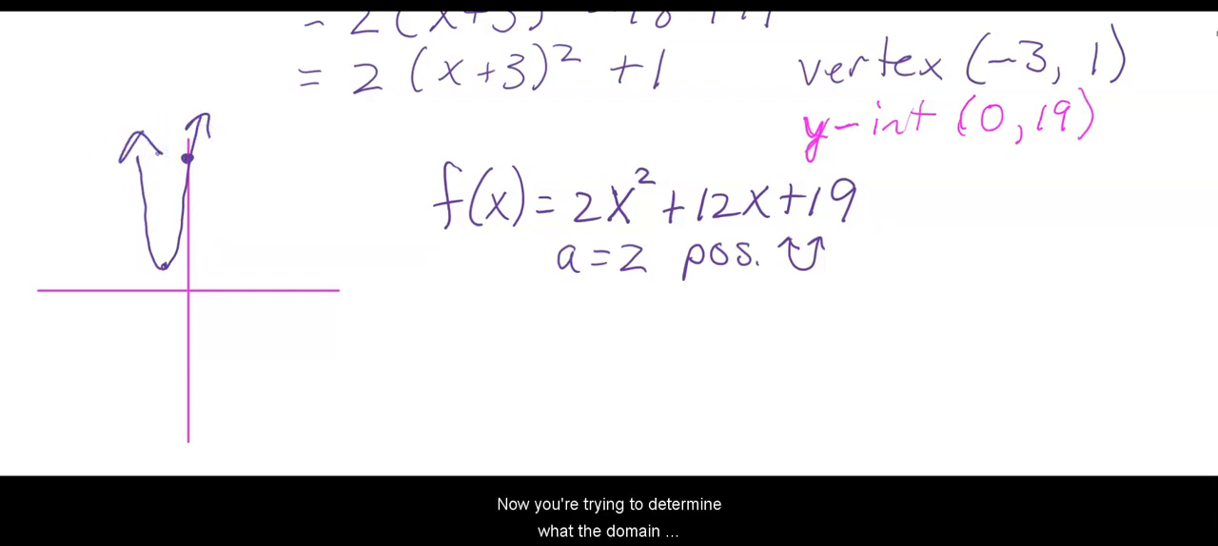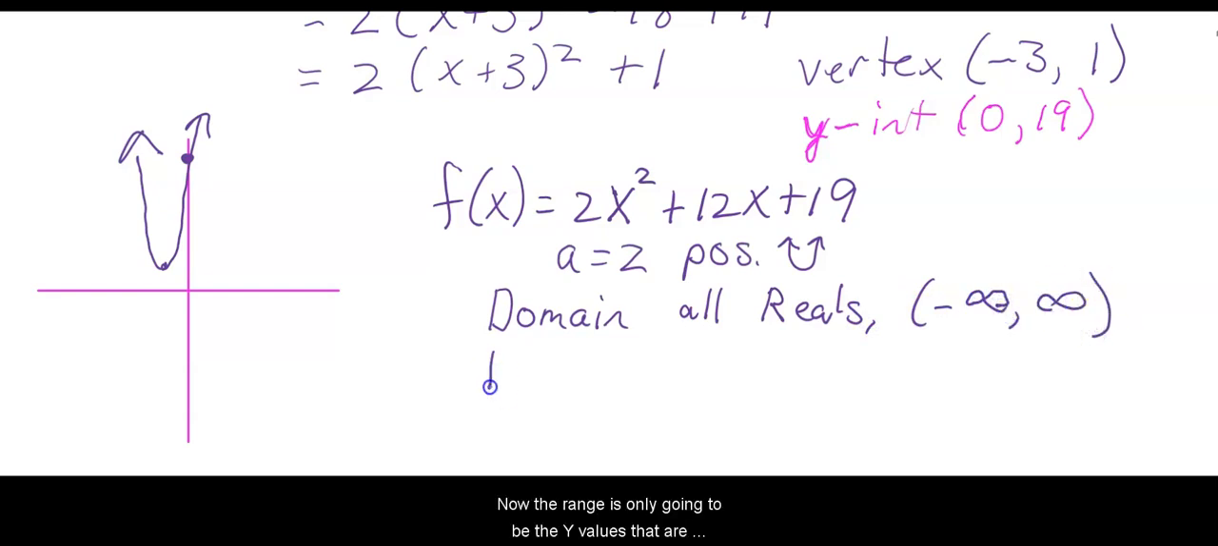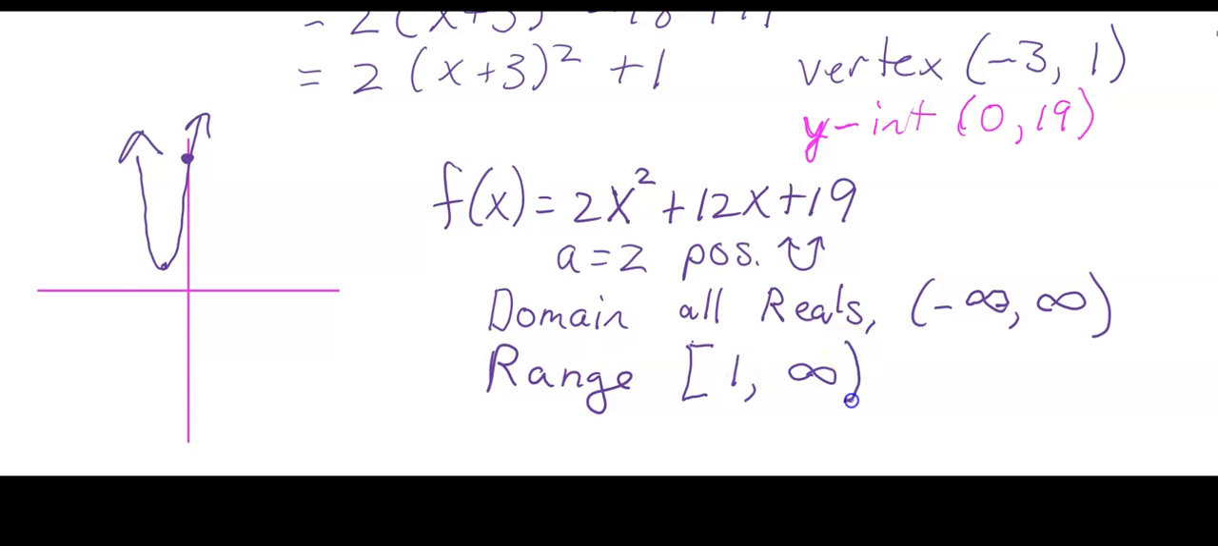Now, if you're trying to determine what the domain and the range is, the default domain for all polynomial functions is going to be all reals. So we can write that as all reals, or in interval notation, that's going to be from negative infinity out to infinity. Now the range is only going to be the y values that are used. Since the lowest y value that's used is the 1 on the vertex, and it goes up on both sides from there, then our range is going to be from a low of 1 up to positive infinity.